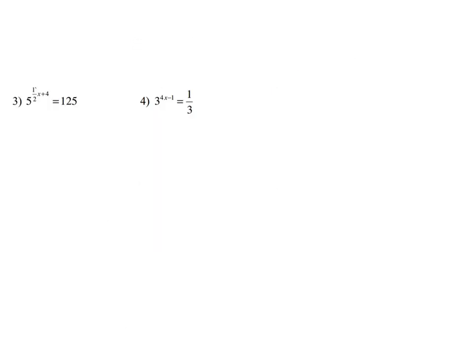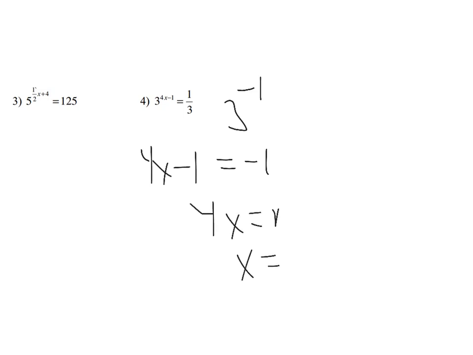So for number 4, how do we take 1/3 and rewrite it so it's 3 to a power? Well, I'm hoping you remember that 3 to the -1, when you have a negative exponent, that means take the reciprocal. So that tells me that 4x minus 1 has to equal -1. And of course, if we add 1 to both sides, we get 4x equals 0. X has to be equal to 0. Nothing too difficult with that one, other than recognizing that it's 3 to the -1.